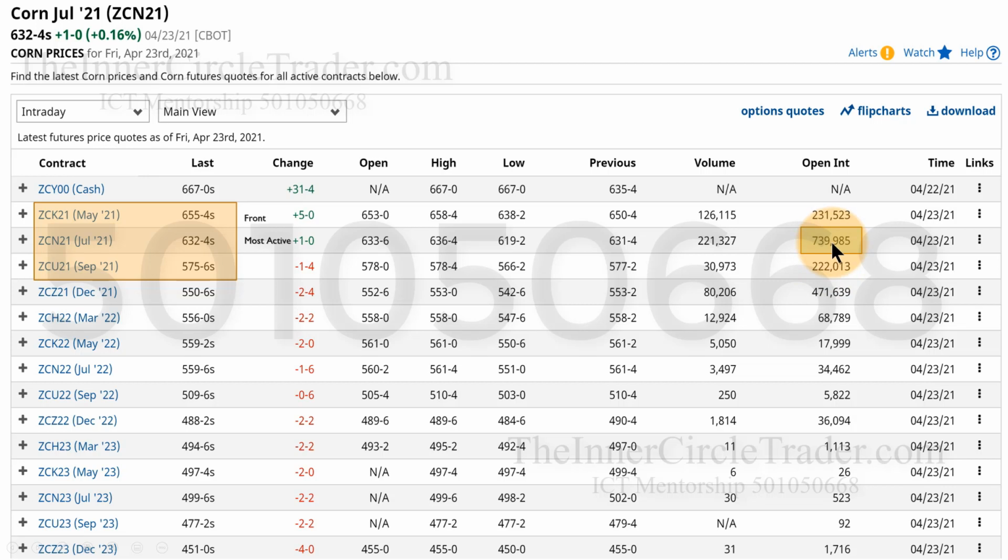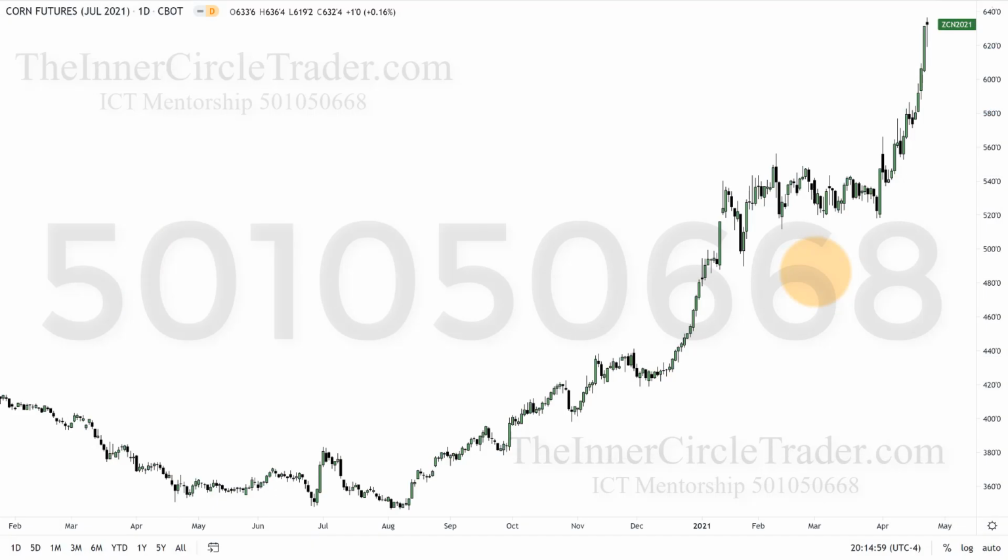You would sell July by December because it's already indicating that there's more interest in the December contract, since it already has more open interest than September's contract. So let's go over to the chart. Here's corn futures. This is the July contract month.